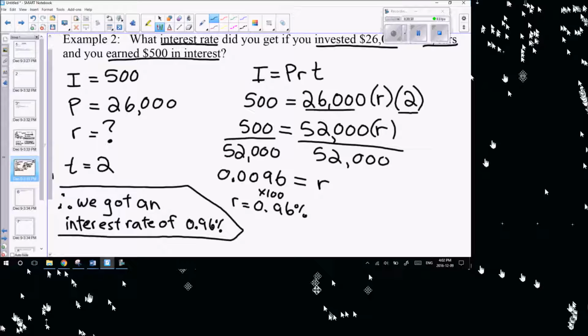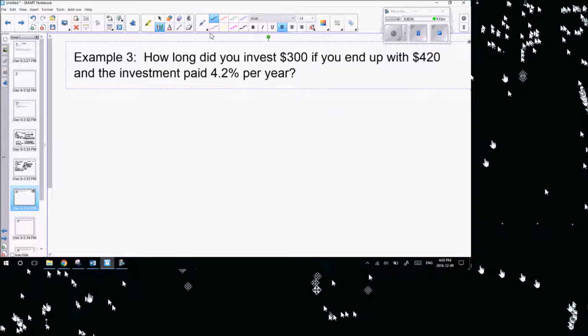So let's take a look at our next example. Okay, so example number 3. How long did you invest $300 if you ended up with $420 and the investment paid 4.2% per year?